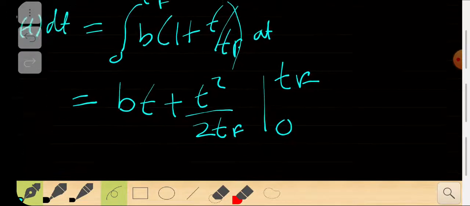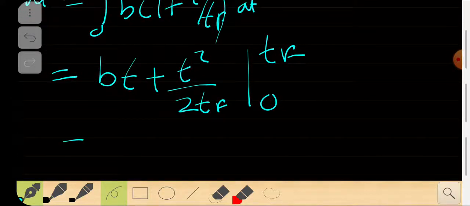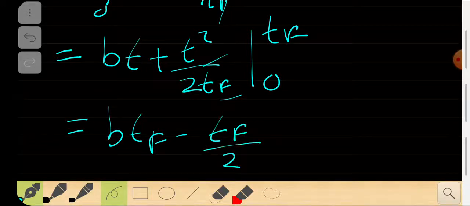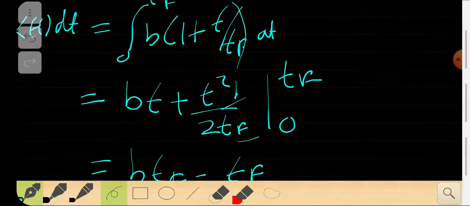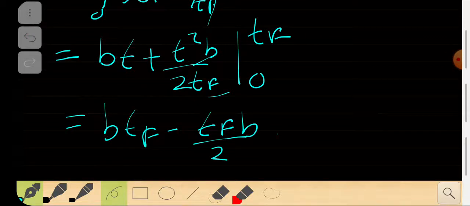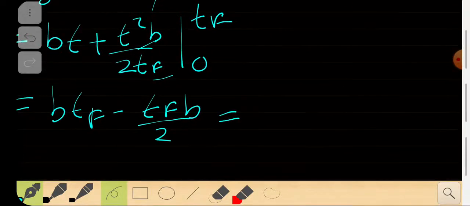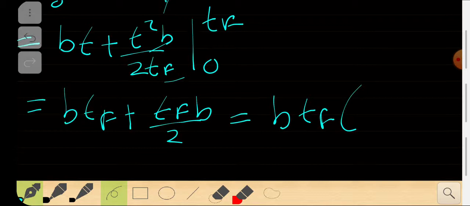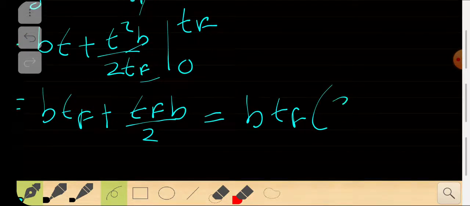So now when we substitute that tf into this equation, you get b times (tf plus tf square by 2 tf). The tf square by tf will cancel, and you get tf by 2, right? So you can take b tf outside, and you get 1 plus 1 by 2, that is 3 by 2, right?